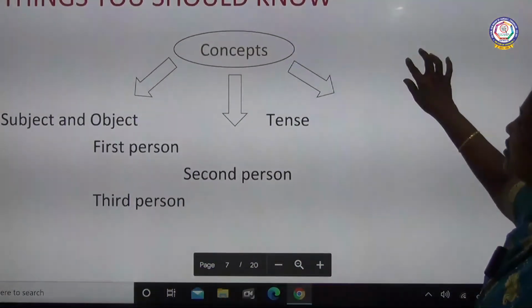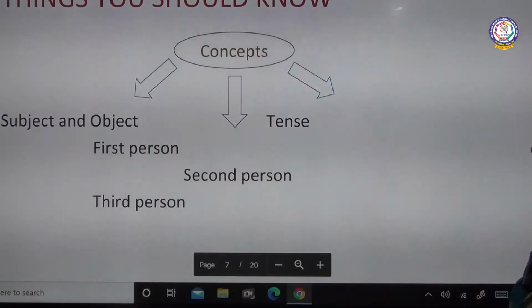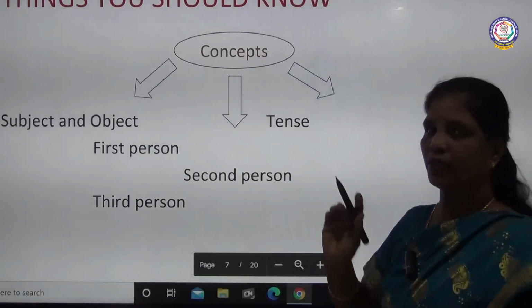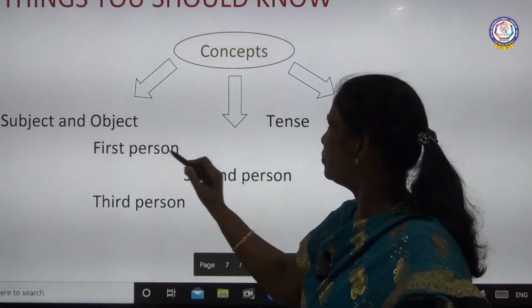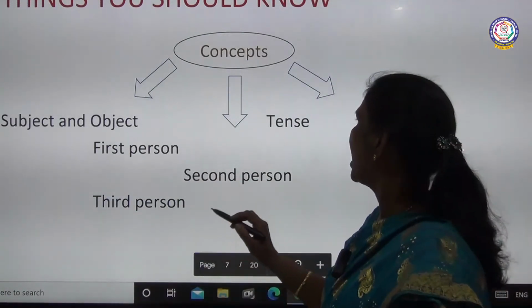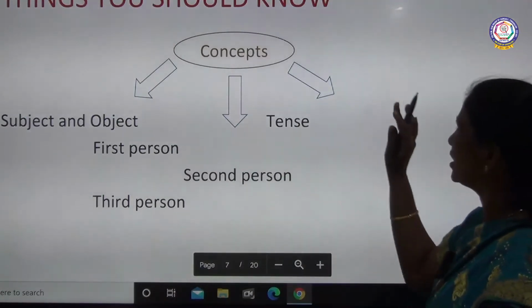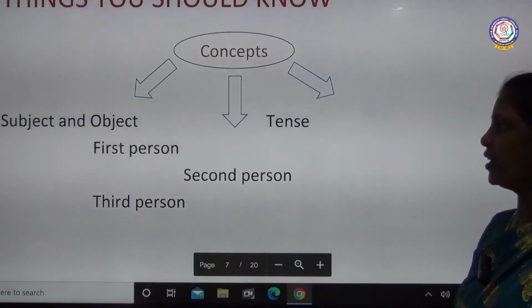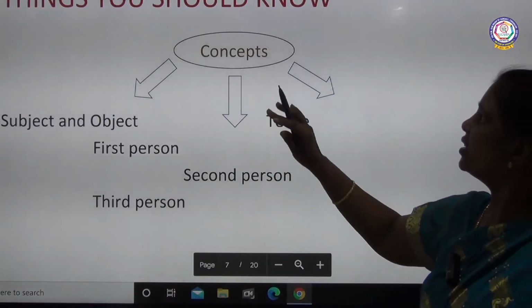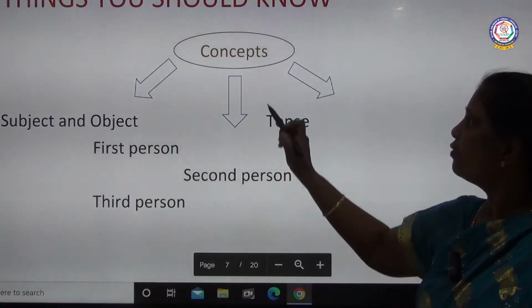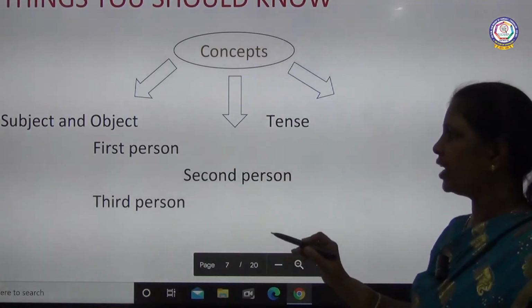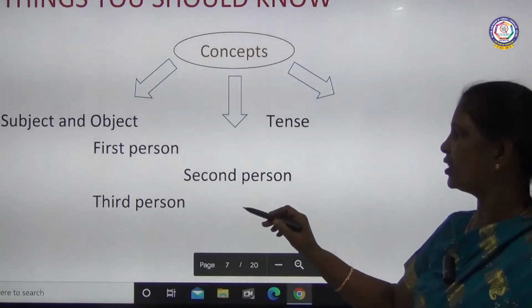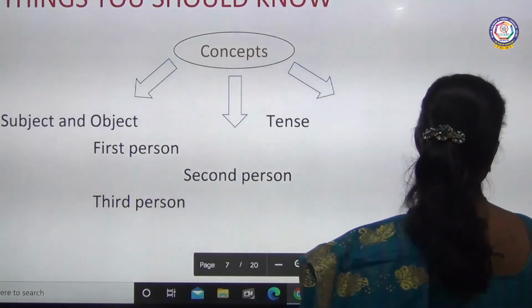Okay, things you should know. So first of all you have to know the concept, and then subject and object, and first person, second person and third person, and tense, and how it is changing here. So it is clear children, things you should know when you are changing: the concept, subject and object, and what is first person, second person, third person. What is this first person?